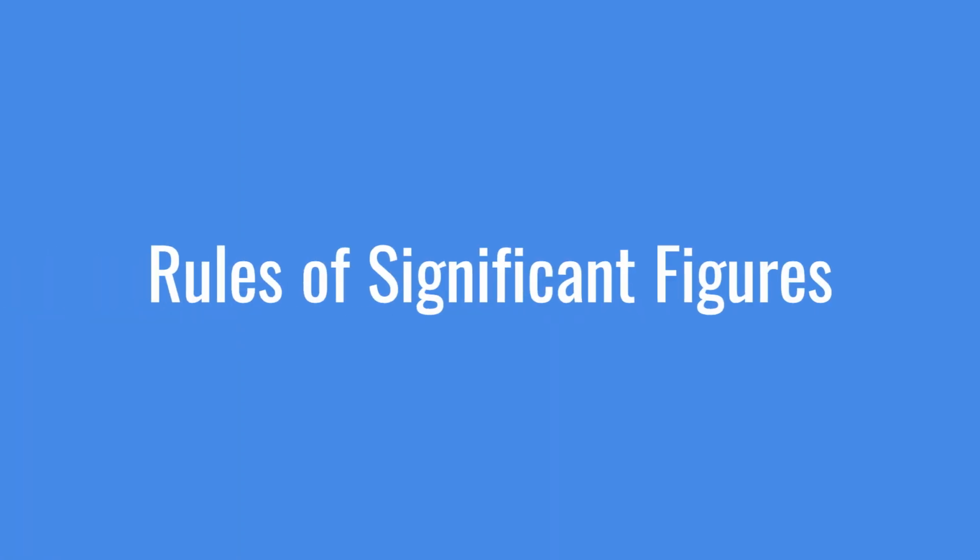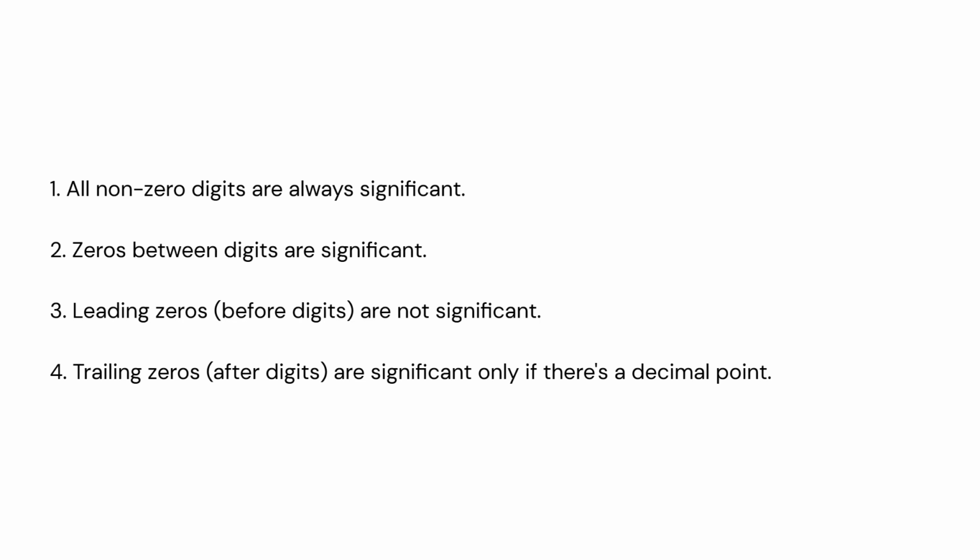Significant figures are the digits in a number that indicate the precision of a measurement. For example, if a certain measurement reads 23.9, then the measurement has three significant figures: 2, 3, and 9. Here's a very simple explanation of the rules of significant figures. All non-zero digits are always significant. Zeros between digits are significant. Leading zeros before digits are not significant. Trailing zeros after digits are significant only if there's a decimal point.